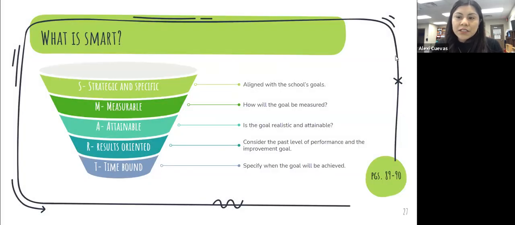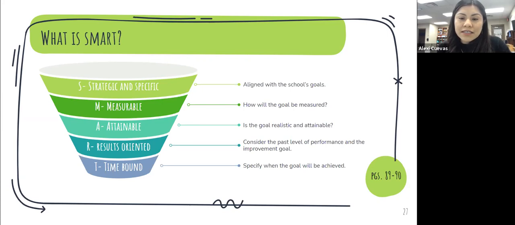So first we're going to review what SMART is. So S is strategic and specific. Is this SMART goal specific enough? Does it align with the school's goals? Then for the M, it's measurable. How will the goal be measured? You want to make sure that your goal that you set is measurable.